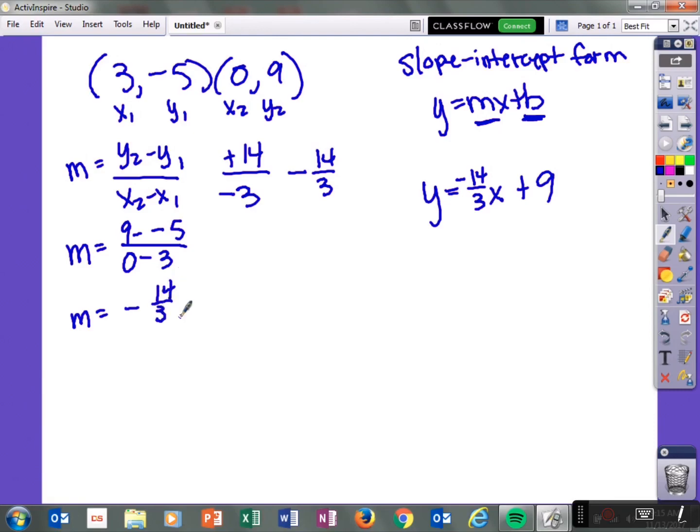I think it's easier. Okay, so it's up to you. Whichever way makes the most sense to you is the way that you need to do it. I don't care which way you do it as long as you get the right answer. Okay? So are we done? Did we write an equation in slope-intercept form? How do we know it's in slope-intercept form? Because it's y equals mx plus b. Y is by itself.